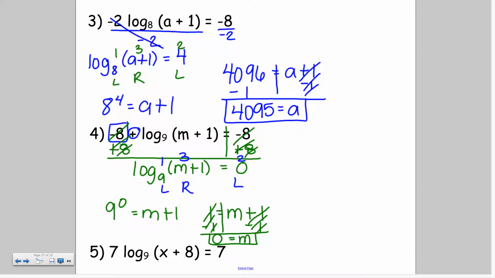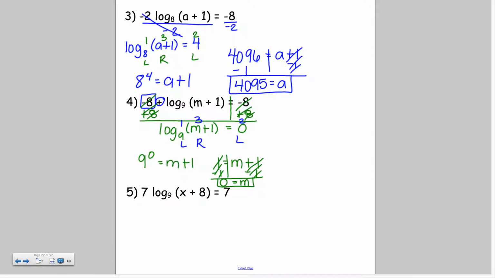All right. So I'm going to extend my page to give me a little bit more room to be able to do the work for this last one. So number 5. All right. We have something out front. We need to get rid of it. So we're going to divide by 7. That's going to leave me with log base 9 of x plus 8 is equal to 7 divided by 7, which is 1. Now I've got 1, 3, 2, or left, right, left.